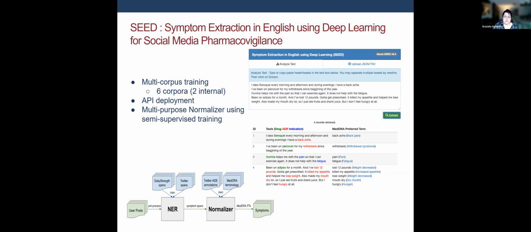So in this example on the slide, you see that this is actually aimed still to the ADR realm, but we have opened that up so that now it is a generic symptom extraction system. And we will be making it public soon.